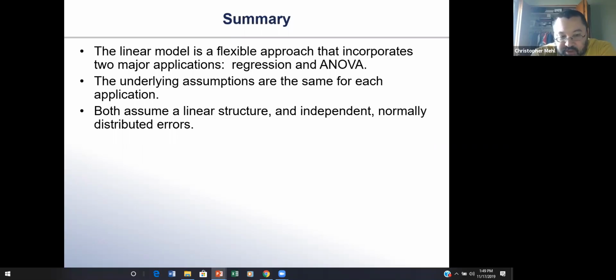With ANOVA, the ANOVA table is pretty much it. That is the ANOVA process. You get the output. Is it significant? Yes or no. Check the box, move on.